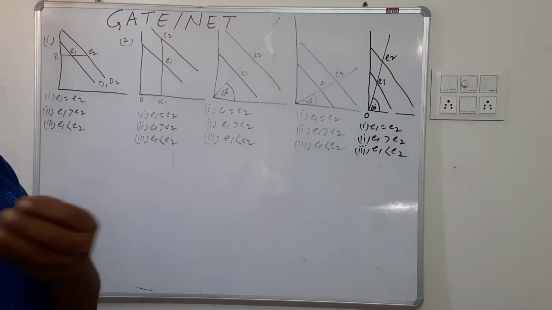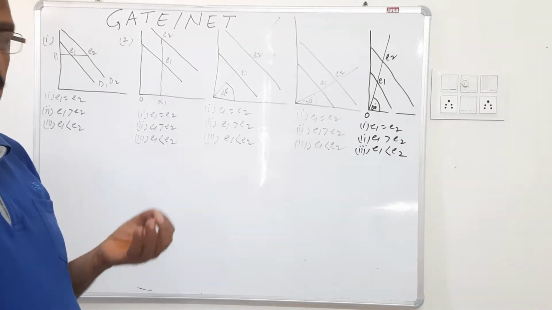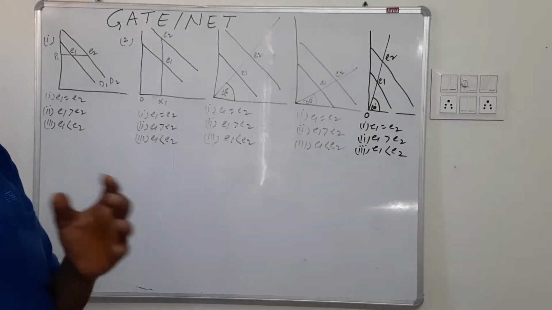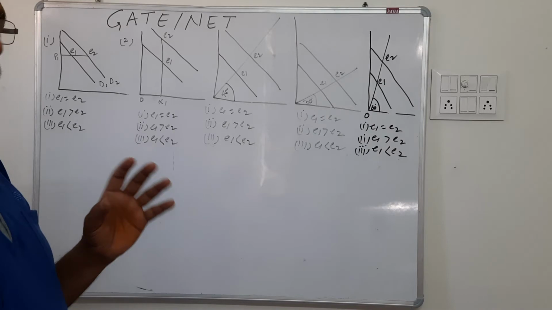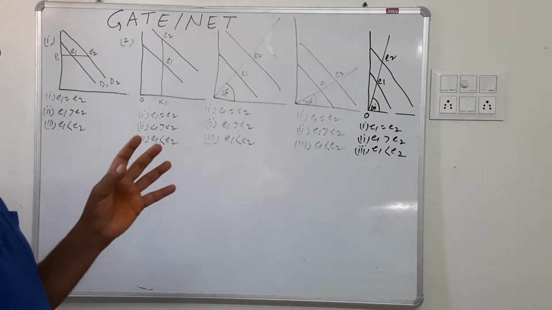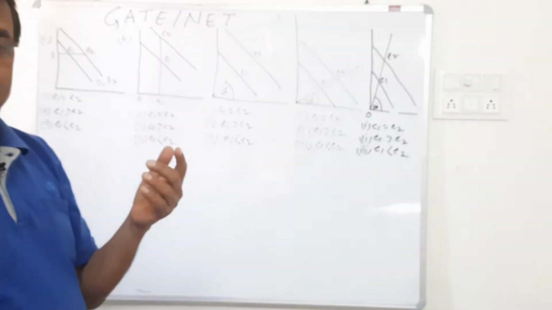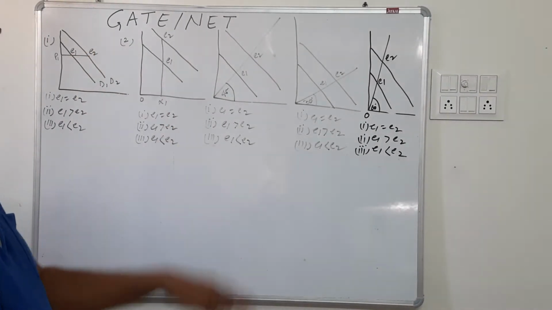So in today's class I am going to solve a few sums relating to microeconomics, some of which have been asked in Pakistan University. From there I have got the questions. In this class I am going to solve around 10 questions, all mathematical, small MCQs that are very likely to be asked in GATE and NET exams. So I am going to start.